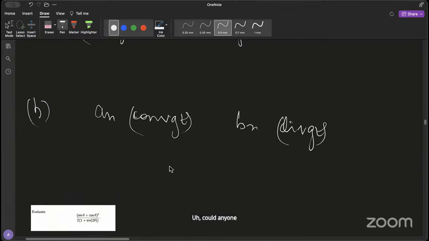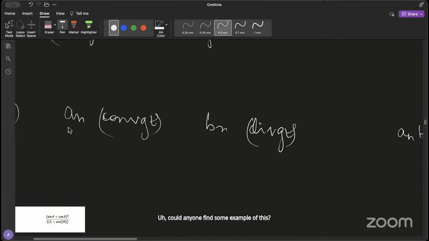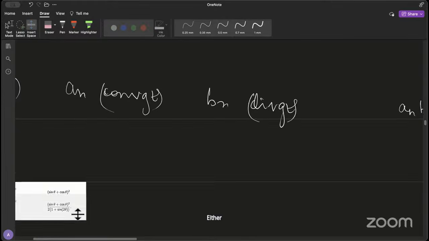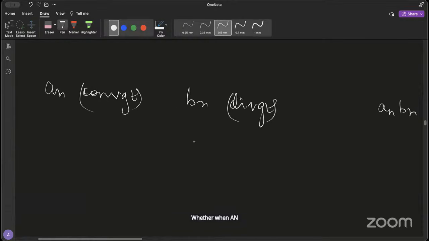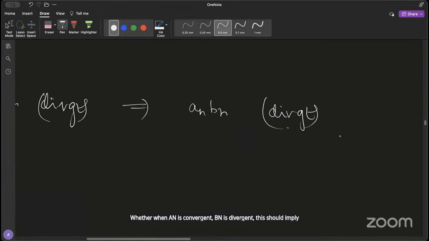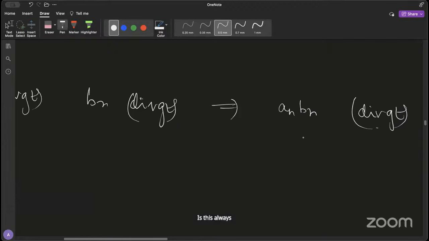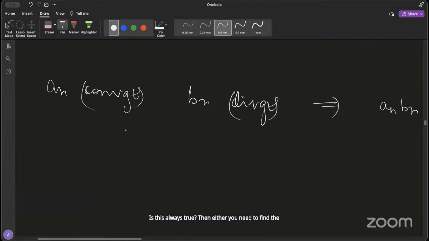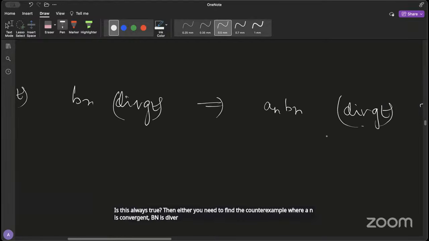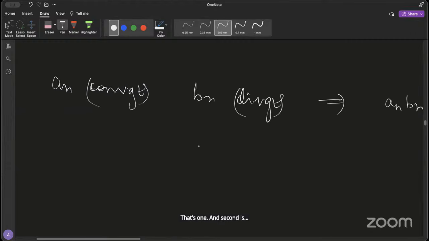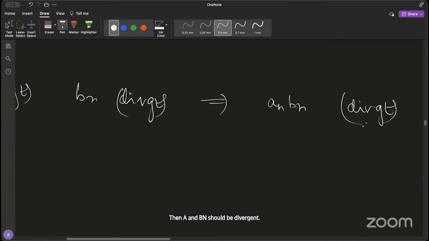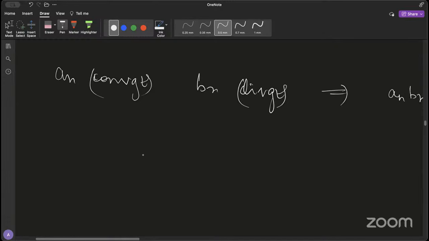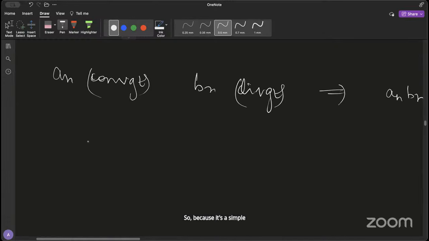Could anyone find some example of this? Either you'll have to prove this, or you'll have to come up with a logic why, whether when An is convergent, Bn is divergent, this should imply this. This is your question, right? Is this always true? Then either you need to find a counter example where An is convergent, Bn is divergent, and An Bn is not divergent. That's one. And second is, you have to prove that if An is convergent, Bn is divergent, then An Bn should be divergent.